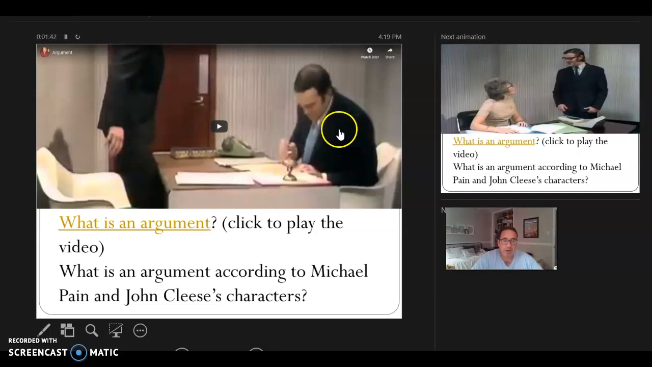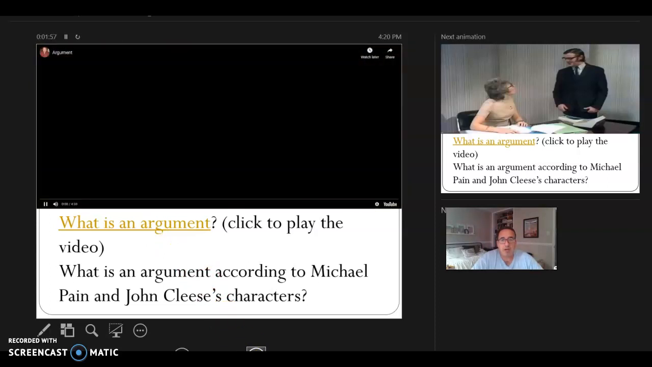John Cleese is very much just contradicting what Michael Palin says. Michael Palin says, oh, well, this isn't an argument. And John Cleese says, yes, it is. That's his version of an argument. Yes, it is. No, it isn't. Just contradicting each other. Michael Palin has a much different idea of what an argument is.